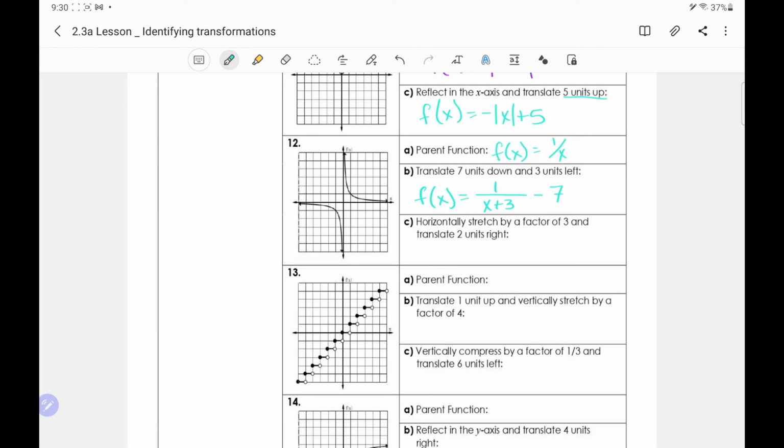And then one more, horizontally stretch by a factor of 3. So to horizontally stretch, that means we're multiplying, remember? We're multiplying by 3. And then we are translating 2 units right. So basically what's going to happen is I have my f of x equals 3 times 1 over 2 units right is going to be minus 2, right?